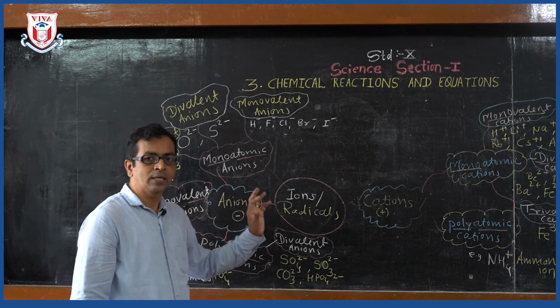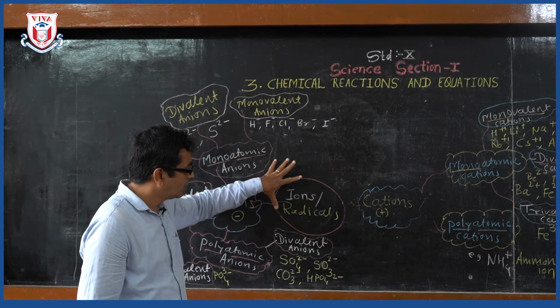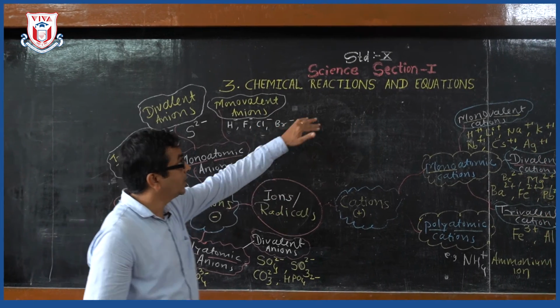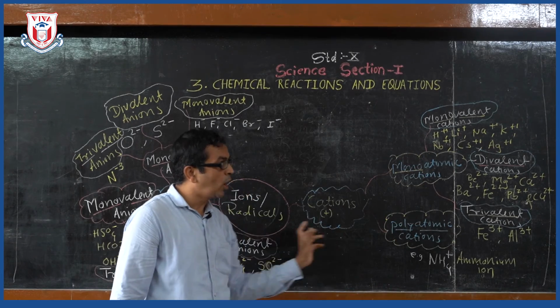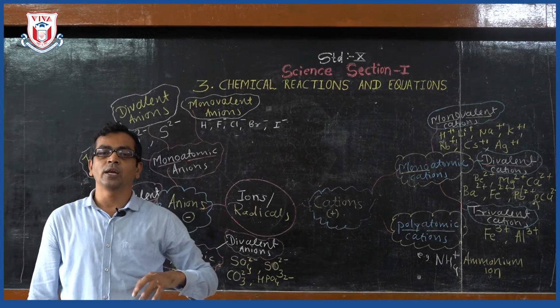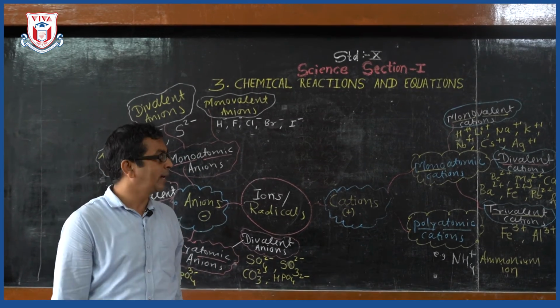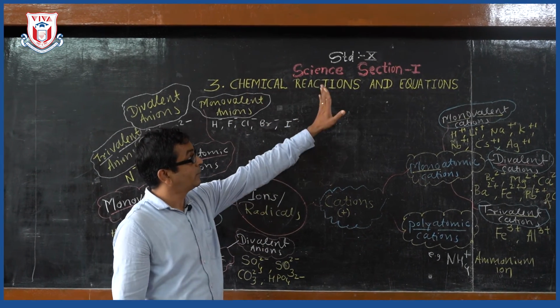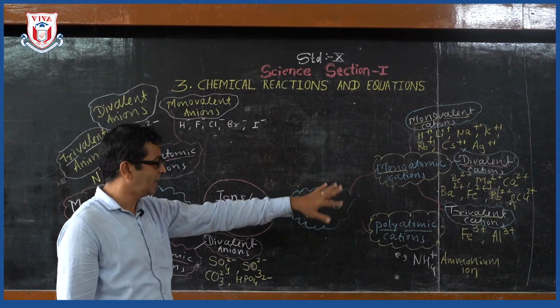So just we'll summarize what we did. These cations and anions, to write the chemical reactions and equations, you require all these ions. So if you are very thorough with these ions, it will be very easy to study the chemical reactions and the equations. So just we'll revise that once again.